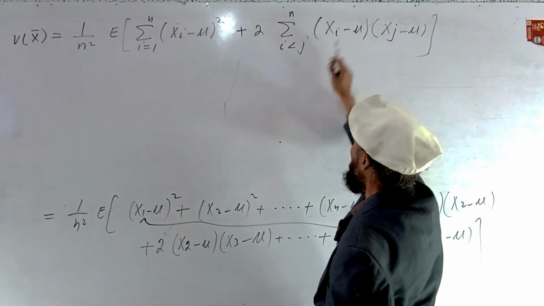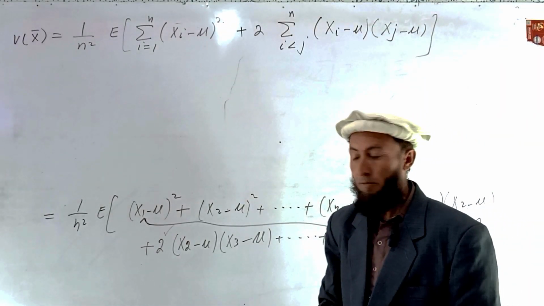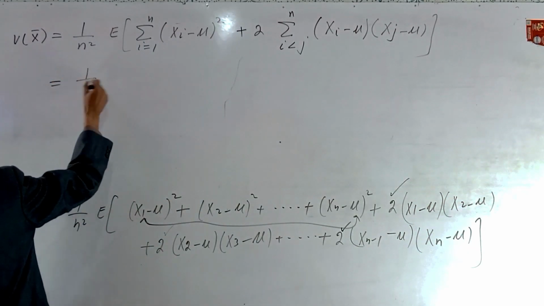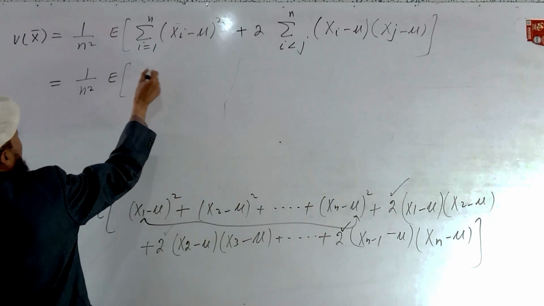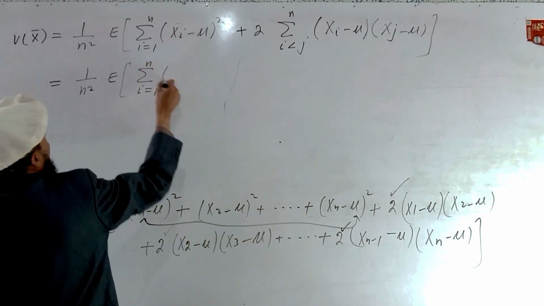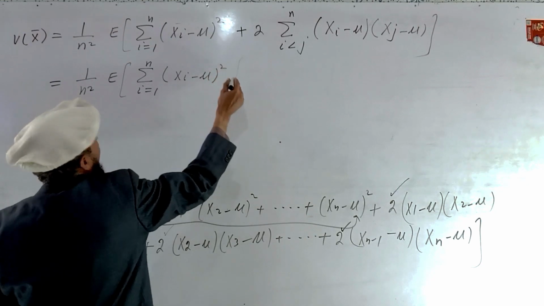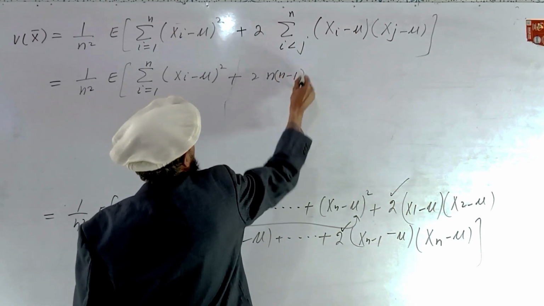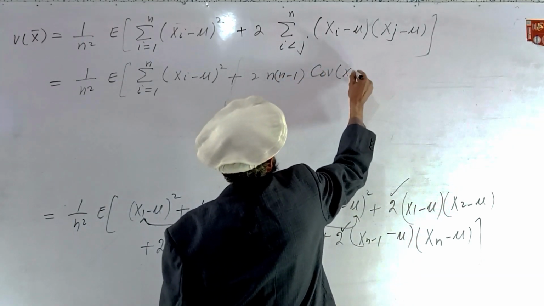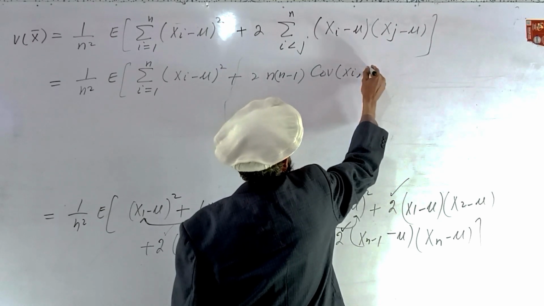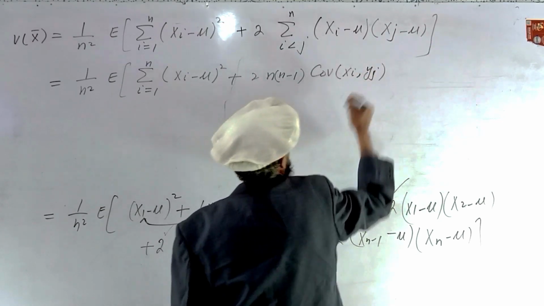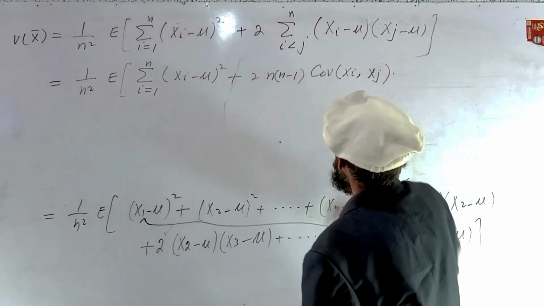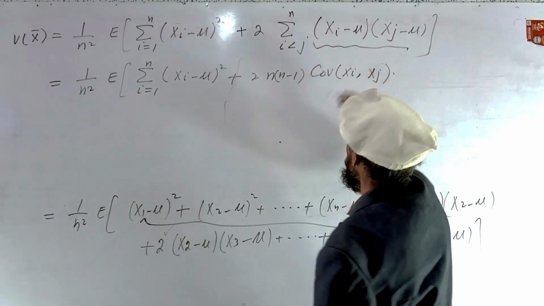Now this is the covariance term. We can write this as 1 divided by n square times the expected value of the summation of xi minus mu, whole square, plus 2 times n choose 2 of this covariance term. We can write covariance of xi and xj. This is the covariance term. We can write it in this form.